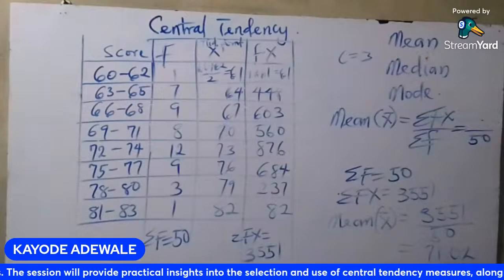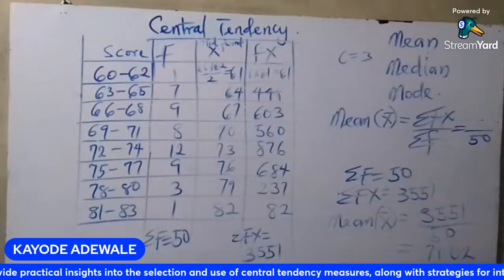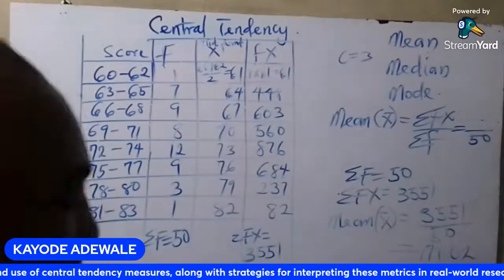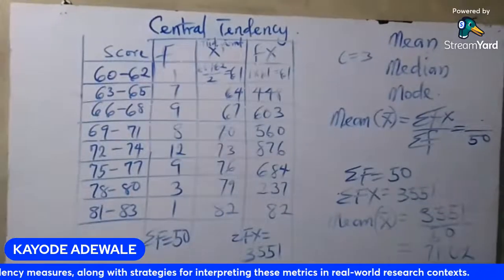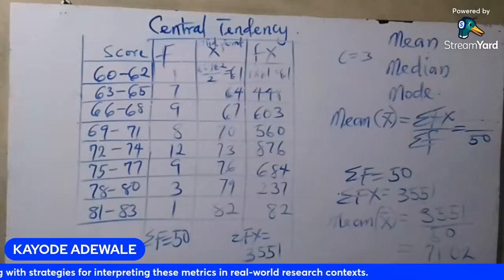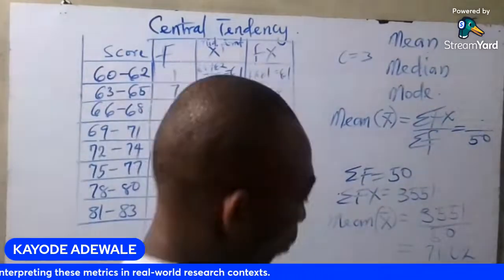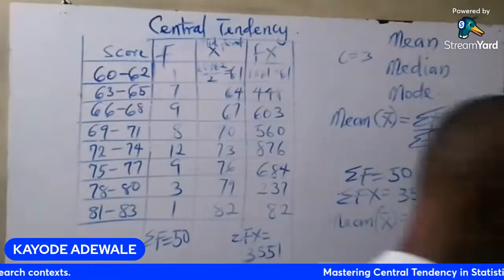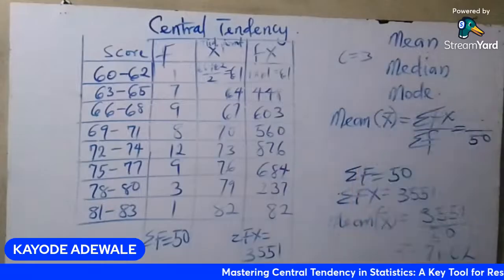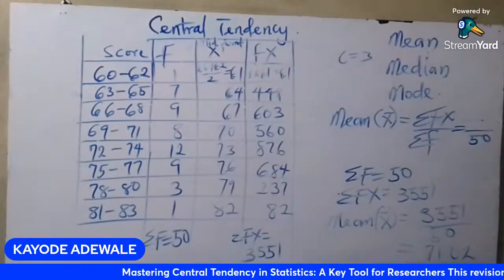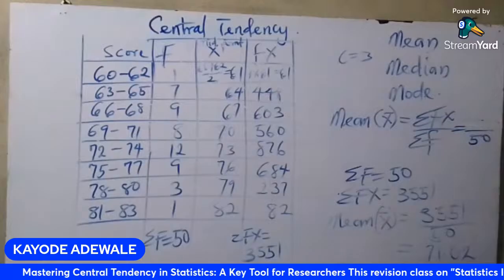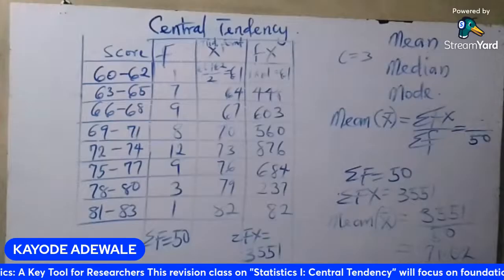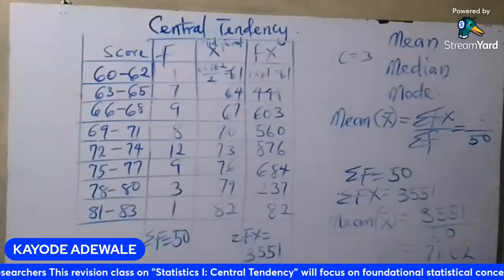The next thing is for us to get our median and mode. So what is the formula? At this juncture, I will need to divide those things one after the other. And what exactly do we need when we are looking for the median? What are those things you need to do when you are looking for median?